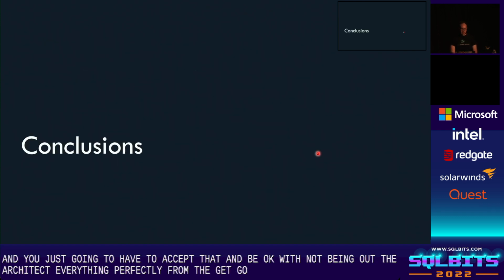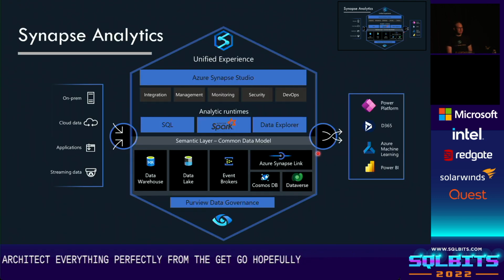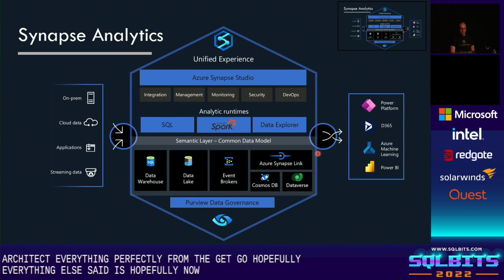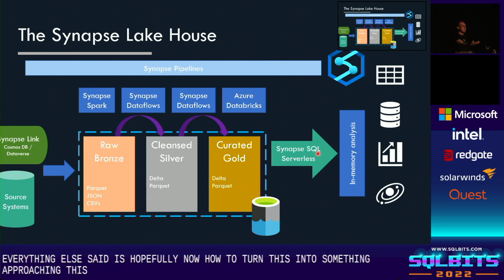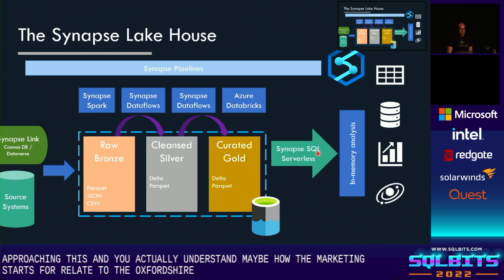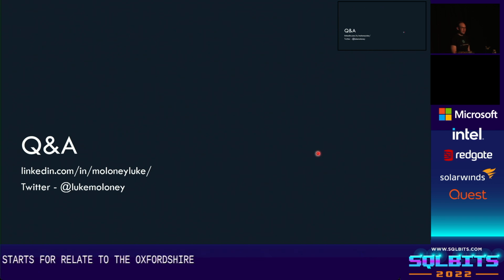So that's hopefully made a lot of sense. So the conclusions, really, other than everything else I've said, is hopefully you now know how to turn this into something approaching this. And you actually understand maybe how the marketing starts to relate to the architecture. So we've got 8 or 9 minutes or so left, so I'm going to take some questions and answers.